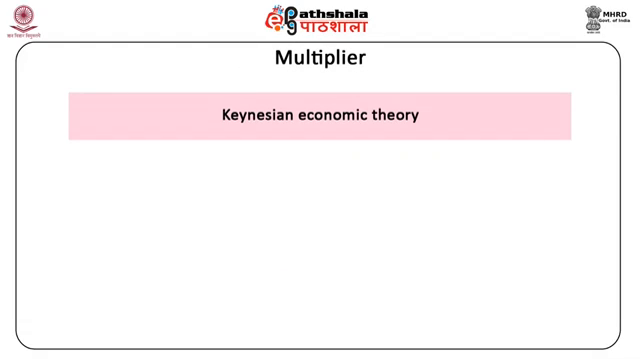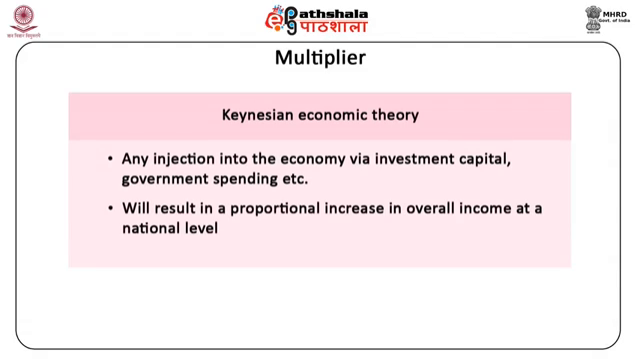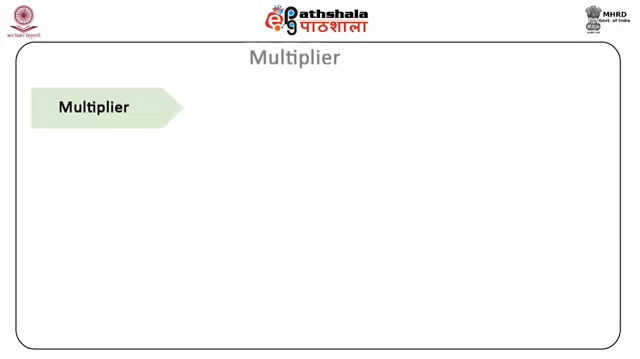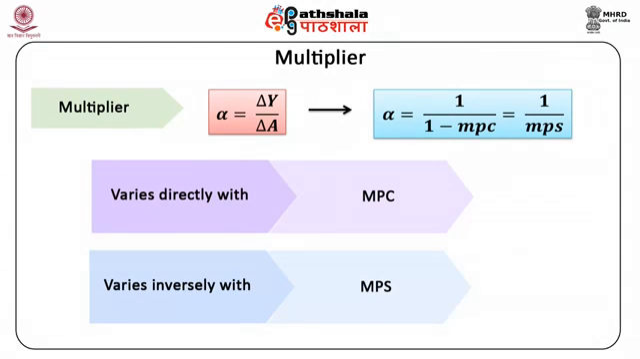Keynesian economic theory contends, among other things, that any injection into the economy via investment capital, government spending, or the like will result in a proportional increase in overall income at a national level. Algebraically, the multiplier alpha is written as alpha is equal to delta Y by delta A. On further solving, we get delta Y by delta A equal to 1 by 1 minus MPC or 1 by MPS. The magnitude of the multiplier depends upon the MPC or MPS. It varies directly with the MPC and inversely with MPS.